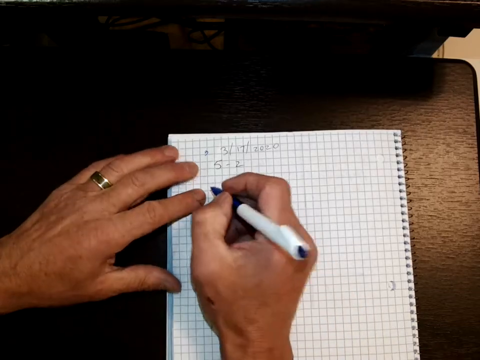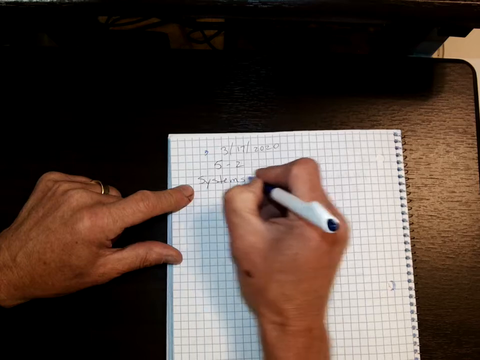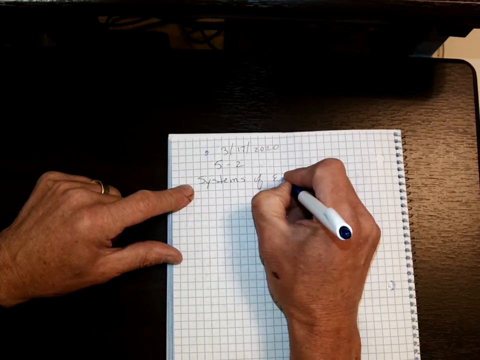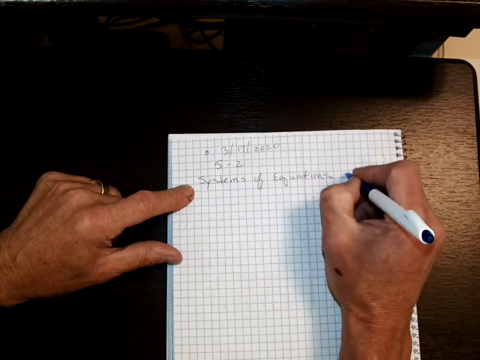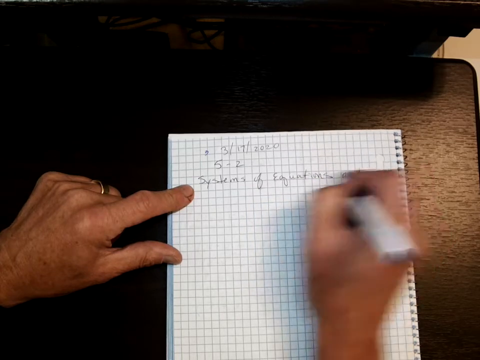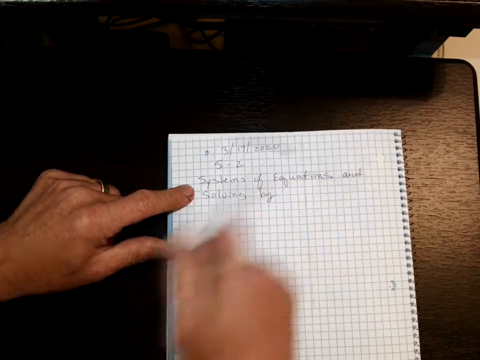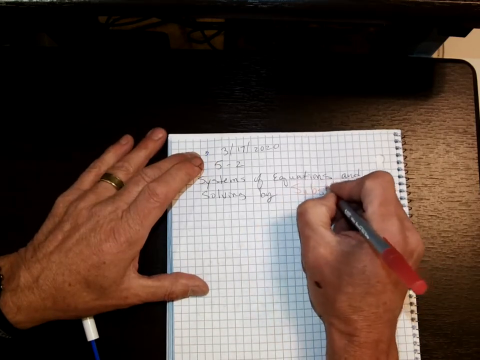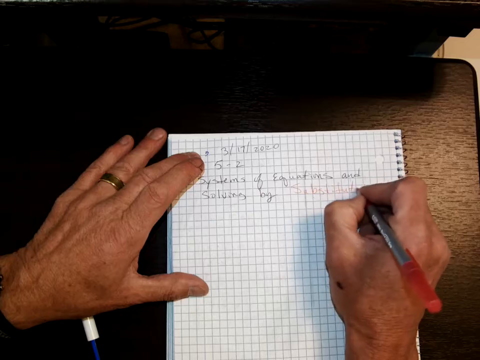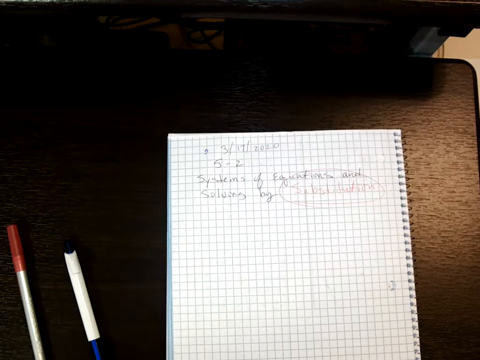And our lesson has to do with systems of equations and solving by, and I'm going to use a different color, substitution. Okay, we're going to do it by substitution. I'll show you what that means. Okay, so systems of equations and solving by substitution.